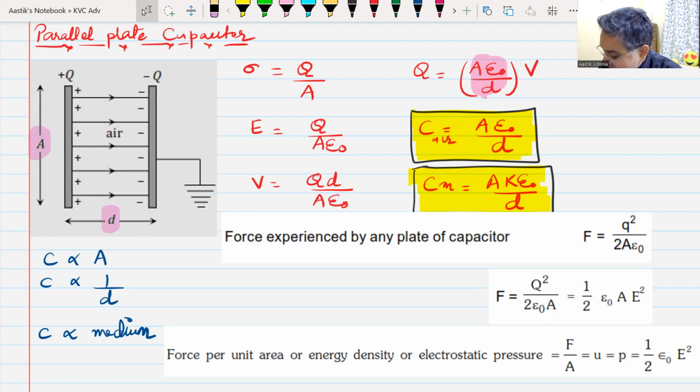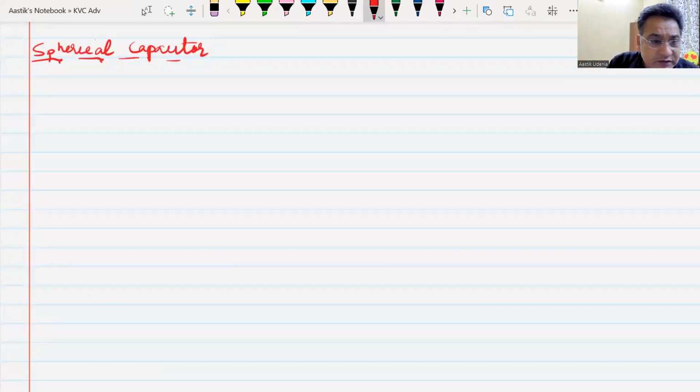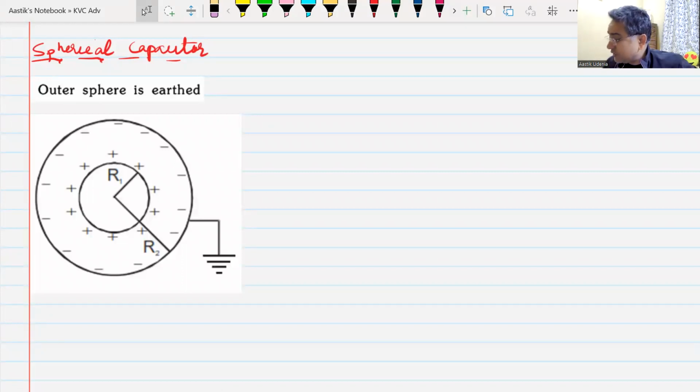The next type of capacitor is the spherical capacitor. In this spherical capacitor, you will have two concentric spherical shells, arranged one after the other. Concentric spherical shells they would be. And you can have them in this configuration where the outer shell is earthed. So what we do is we give the inner shell charge plus Q and the outer shell charge minus Q. The charge will be distributed like this.